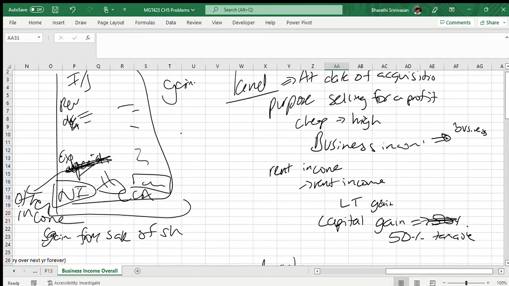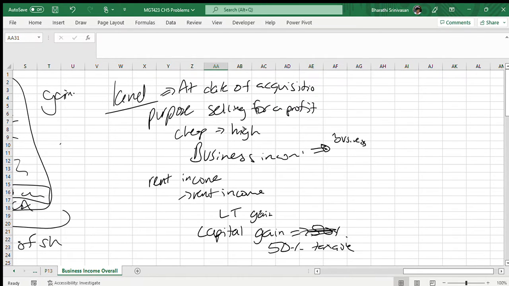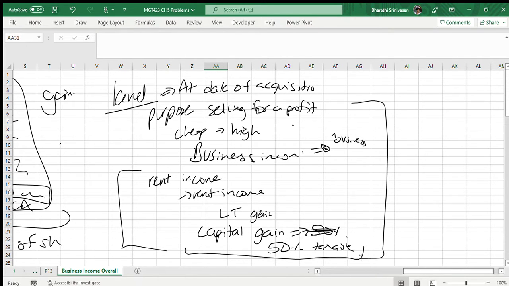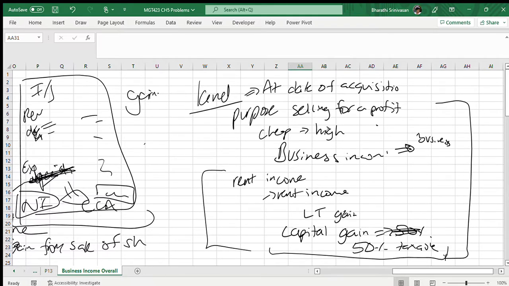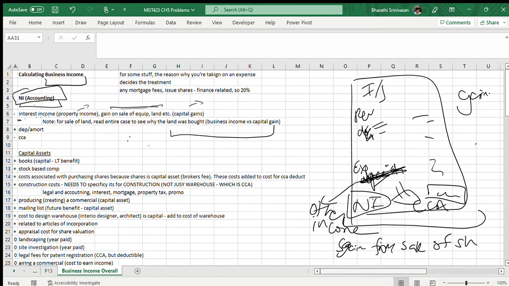One thing I'd like to mention is that technically, nobody really knows the purpose for which you bought it. You could just lie and say you were obviously trying to use it for rent income. But we're sort of assuming that people are truthful. So for land, you have to determine why it was bought, because that determines whether it goes under business income properly, or whether we have to take it out because it's a capital gain. Another thing to add is depreciation and amortization.